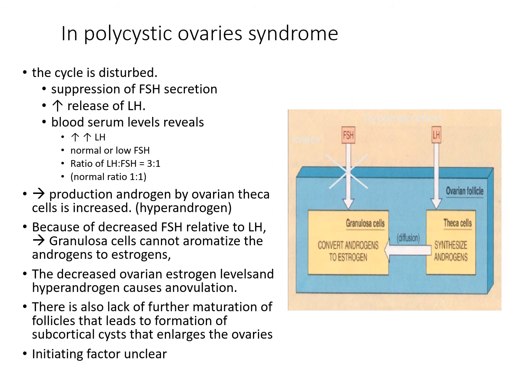In polycystic ovarian syndrome, the LH level is very high, but there is less FSH level, to the ratio of 3 LH to 1 FSH. The normal ratio is 1 to 1. So there will be an increase in androgen production, but the conversion of androgen to an estrogen is not happening that much. So you have a hyperandrogen state, and this will cause anovulation. The initiating factor is unclear.